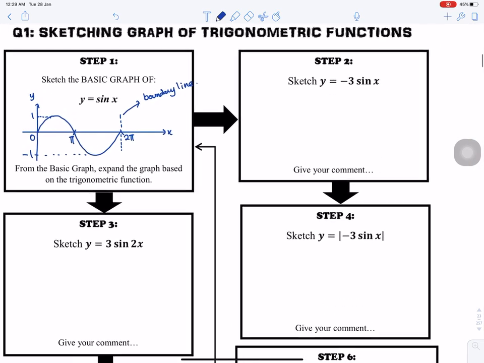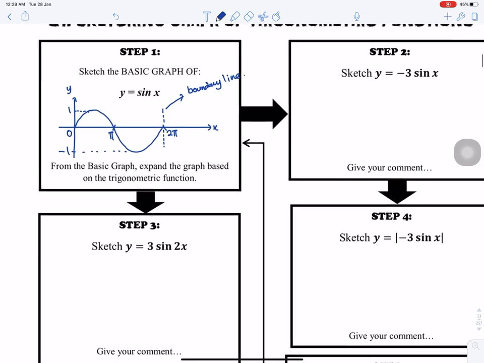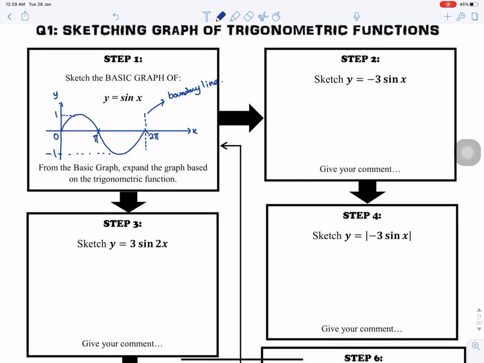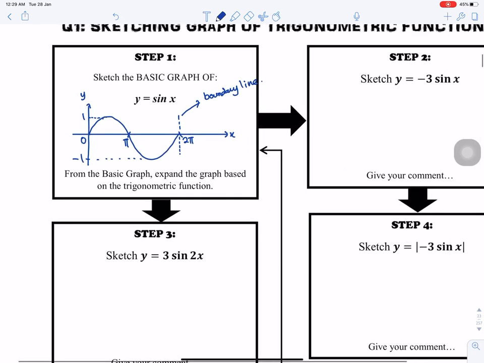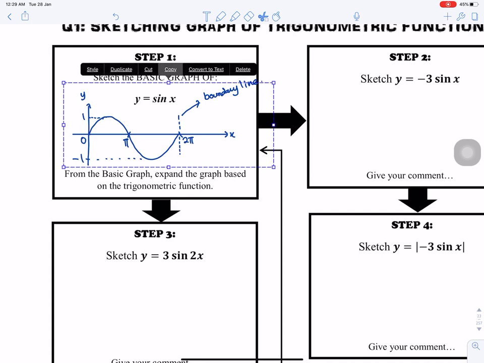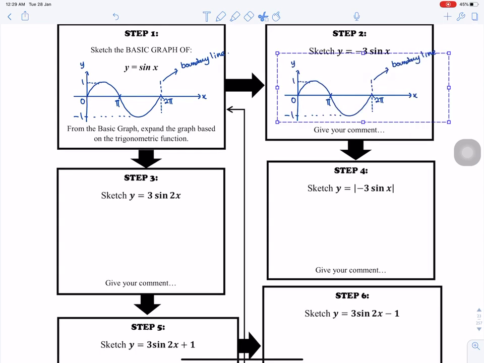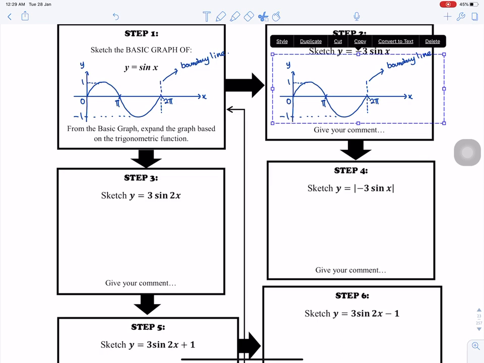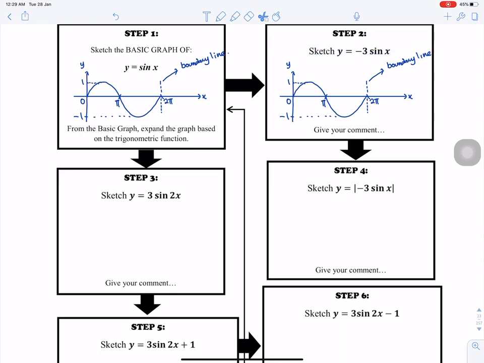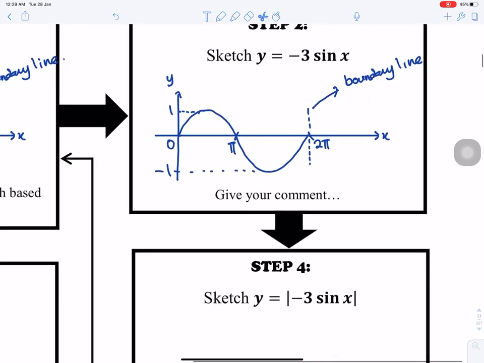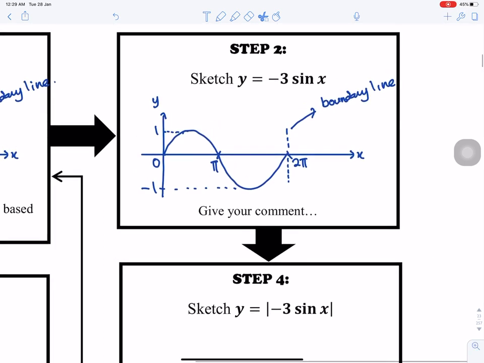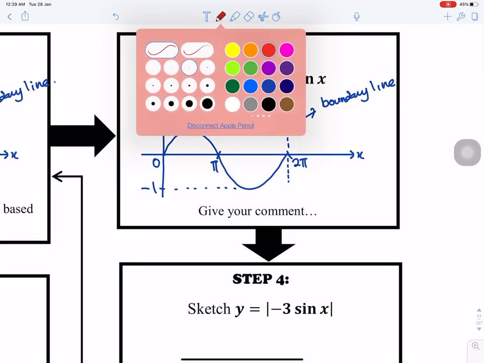Okay, step 2, y equals -3 sin x. What I have just told you, we must sketch from the basic graph, paste. Now you get the basic graph. From the basic graph, we can expand to the question that we want.